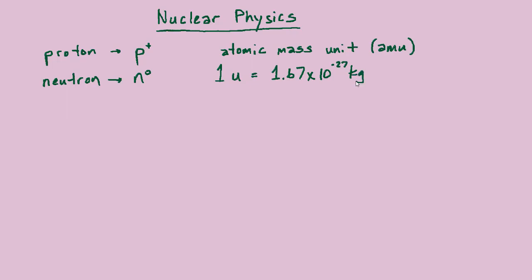Now this 1.67 times 10 to the negative 27 kilograms corresponds to 1/12 of the mass of an atom of carbon-12, which has 6 protons and 6 neutrons. So it's, in a sense, an average mass for a particular atom. You say, why don't you just make it something like the mass of a proton or the mass of a neutron? And the answer, crazy enough, is that the mass of a proton and neutron are not fixed. The mass of these nucleons changes depending on whether or not it's in an atom, and what kind of atom, and the size of the atom.